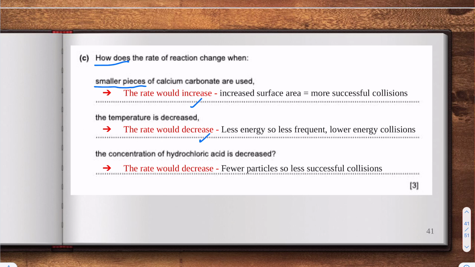And what about if the concentration of the hydrochloric acid is decreased? Well, obviously, the rate is going to decrease because there's fewer particles, so there's less frequent collisions.